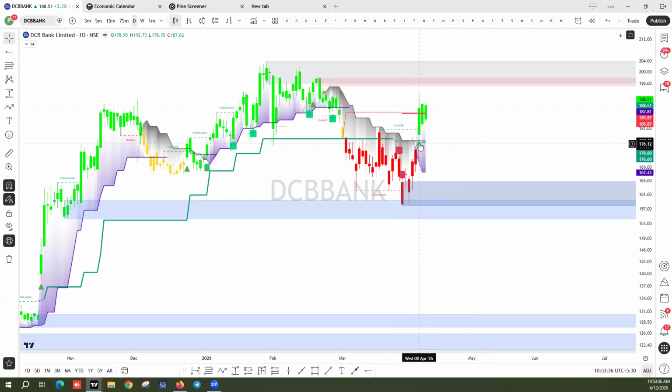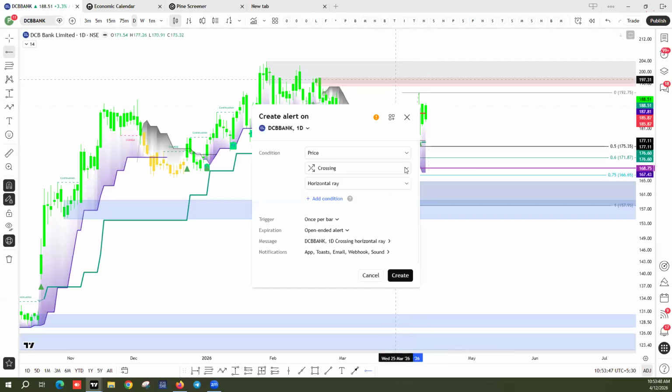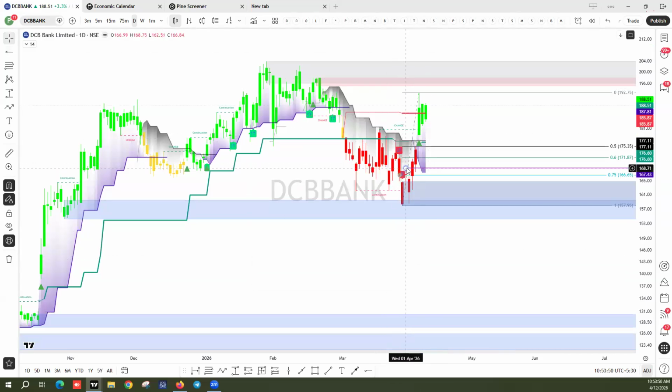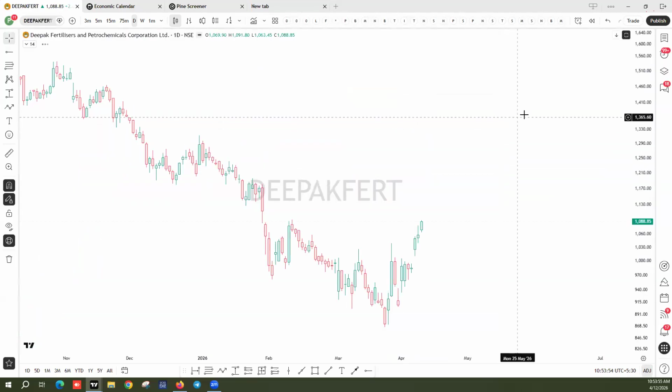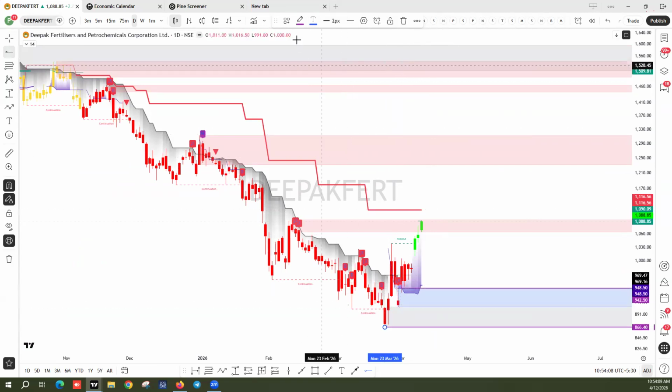One more chart, DCB Bank, and the trend is bullish, turning green. So place alerts. This is a very important step, placing alerts. And journaling your trades. That is one more important step. Deepak Fertilizer is below the bias band, and as it is below the bias band, what I want is deeper retracement. It can come down here or here.